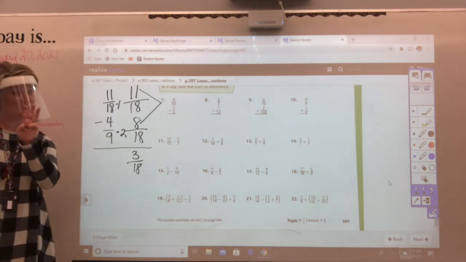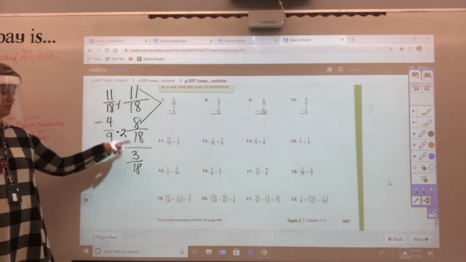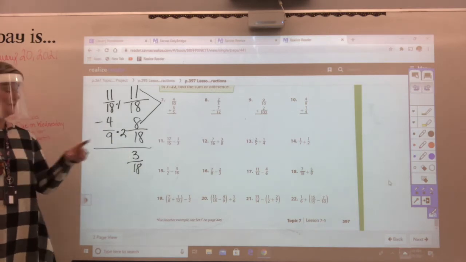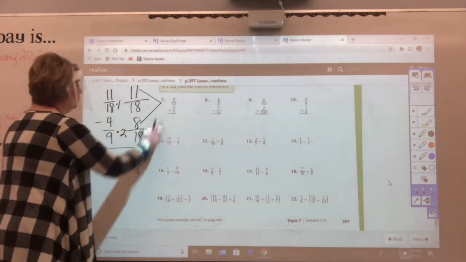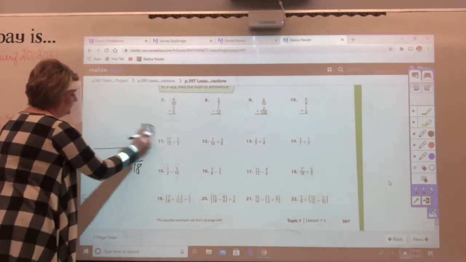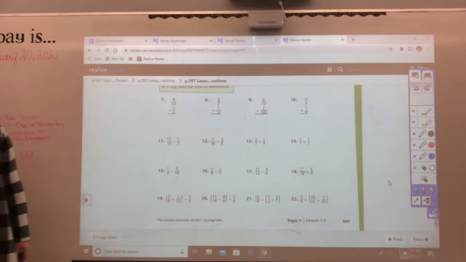So I want you to think about 3 and 18. 3 can dive into both of these. Because how many times can 3 dive into 3? Once. How many times can 3 dive into 18? 6. There's your answer, 1/6. So see, I divided by 3 that time. It's not just 2.